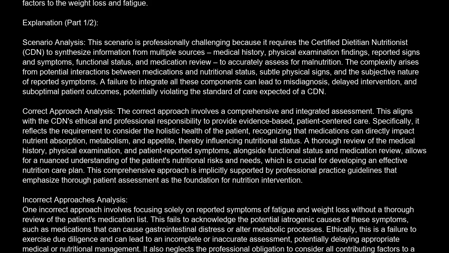This comprehensive approach is implicitly supported by professional practice guidelines that emphasize thorough patient assessment as the foundation for nutrition intervention. Incorrect approach analysis.